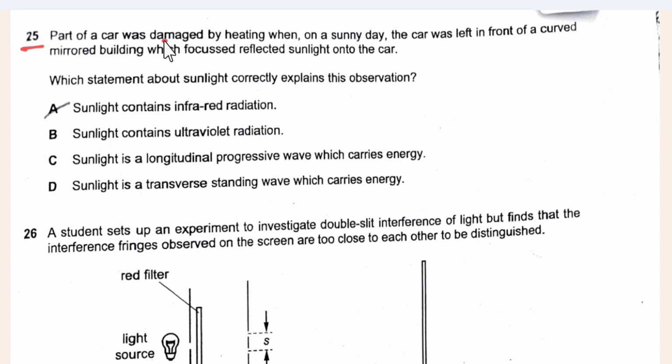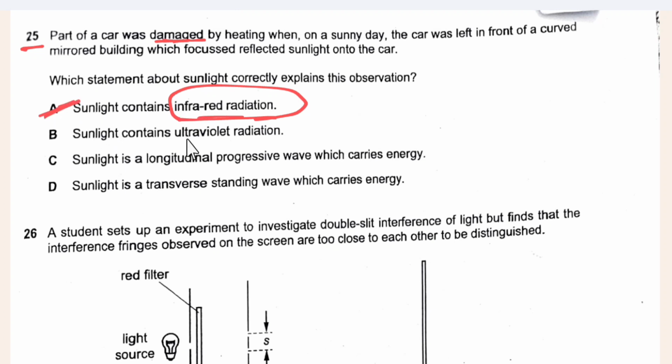So the car is basically damaged by heating. Which statement about the sunlight correctly explains this observation? So why is the car damaged? The car is damaged due to heating from the sunlight, because infrared radiation is present in sunlight, and we know that infrared radiation causes heating. Due to this infrared radiation the car is damaged. So the answer should be A.